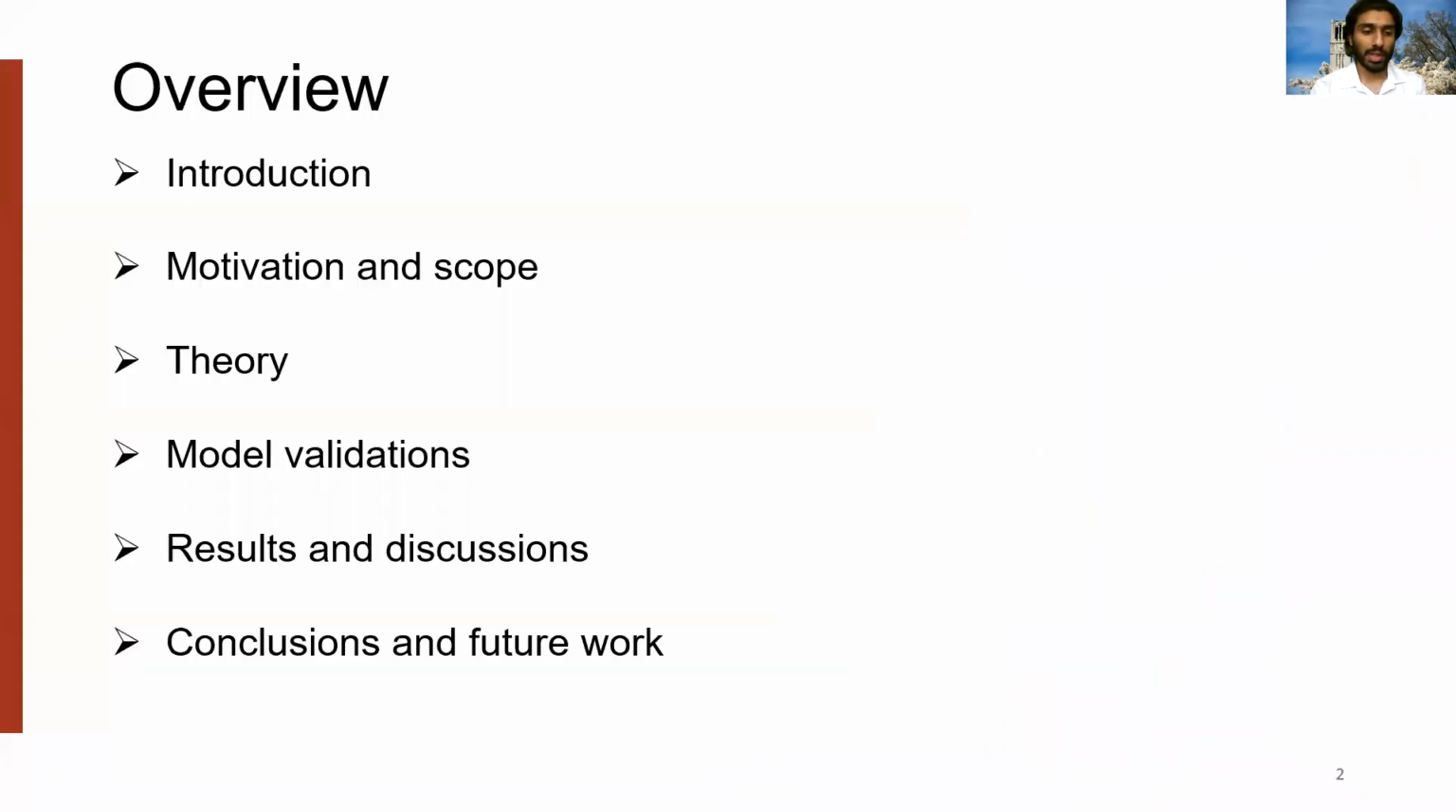For an overview of my presentation, I'll be starting off by providing a brief introduction related to controlled pulmonary drug delivery, which leads way for motivation and scope for this work. Following which, I'll be discussing the upper airway geometry and the in silico approach used for this study under the theory section, which is then backed by the model validations. The effect of helical streams for pulmonary drug delivery will be discussed in the results and discussion section, and finally conclusions and future work will be presented.